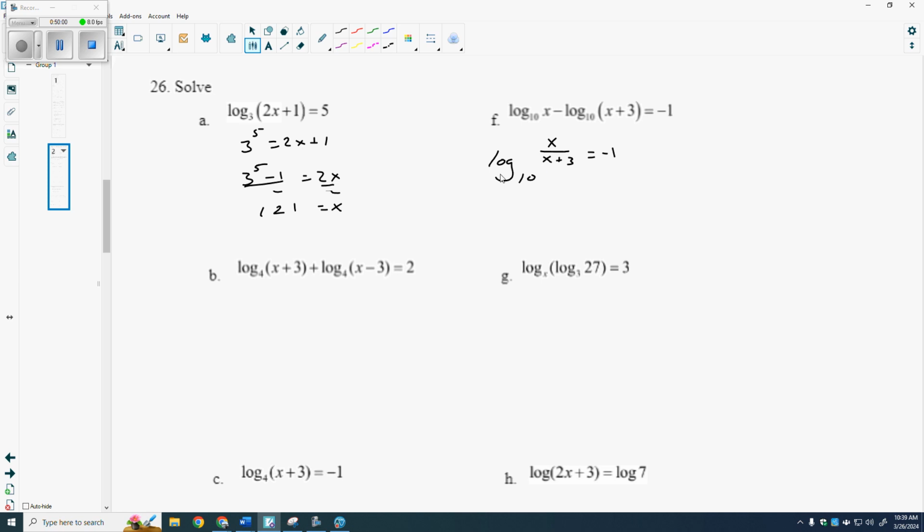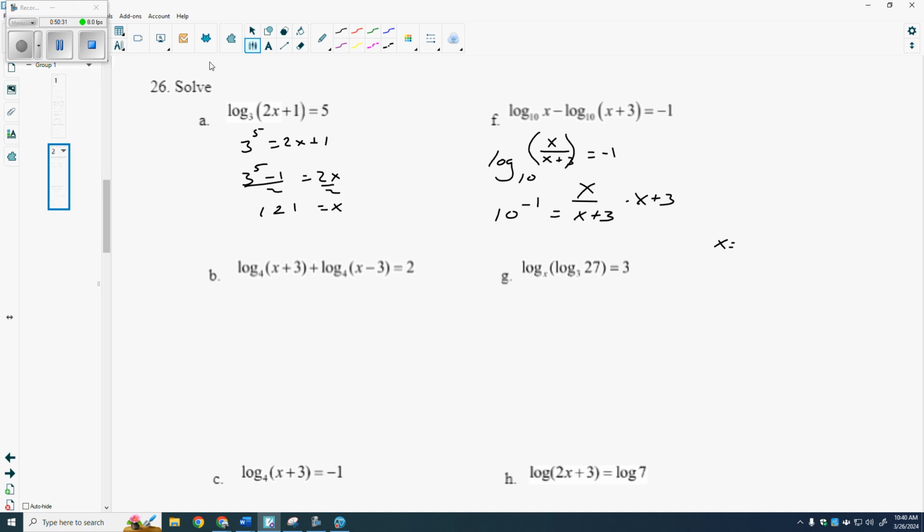Have a log here, need to get rid of it. How do I get rid of it? I can switch forms. Why do I need to get rid of the log? Because my goal is to get this to be x equals. I can't touch this until this is gone because we are taking the log of that. So I'm going to switch forms. 10 to the negative 1 equals x over x plus 3. You can make that a decimal, totally fine. And then we're going to multiply both sides by x plus 3.